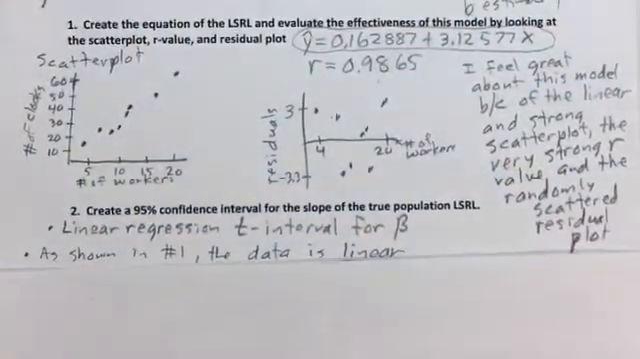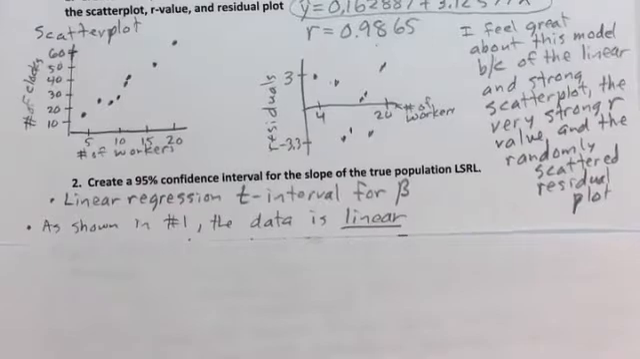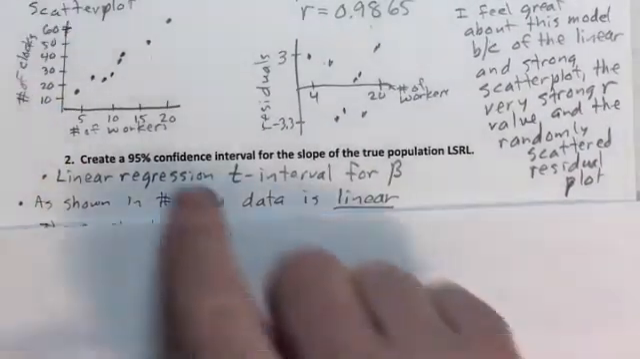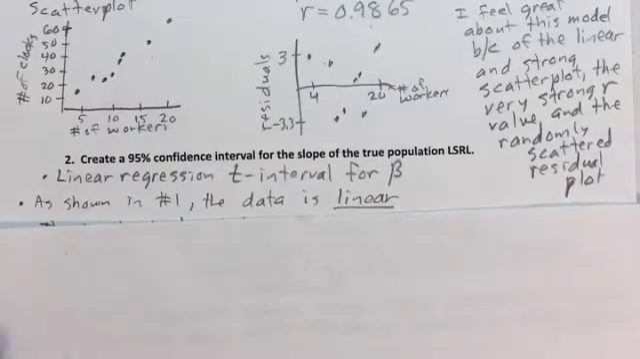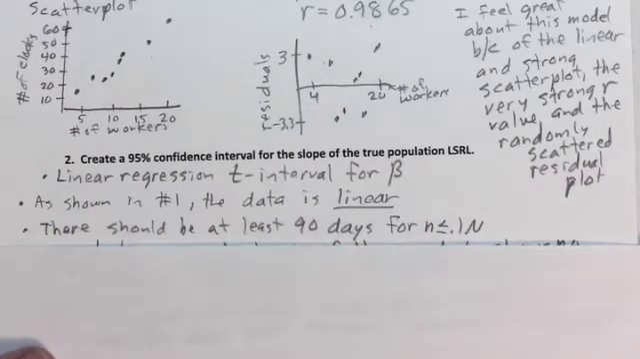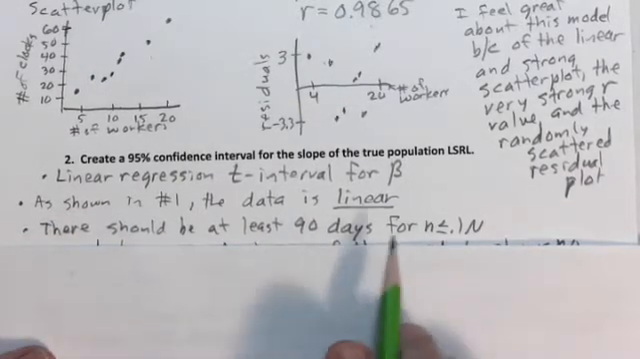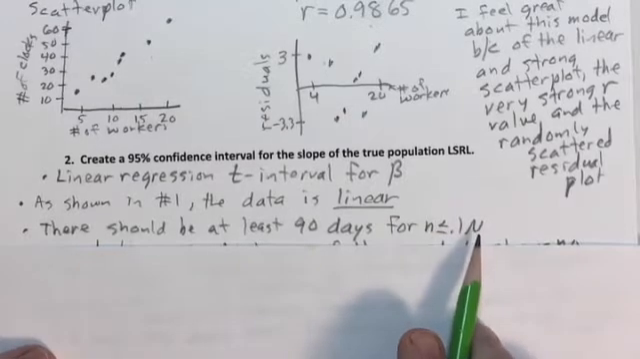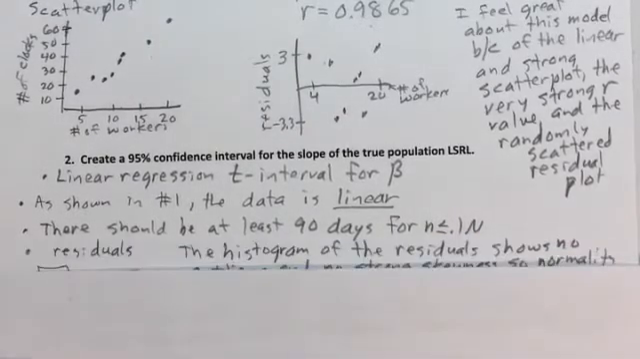To check this condition, as shown in number 1, the data is linear, because when you look at the scatter plot, there's no noticeable curve. Independence: there must be at least 90 days for our little n, our sample size, to be less than 10% of our population size, because our sample size was 9. Then we have normality.